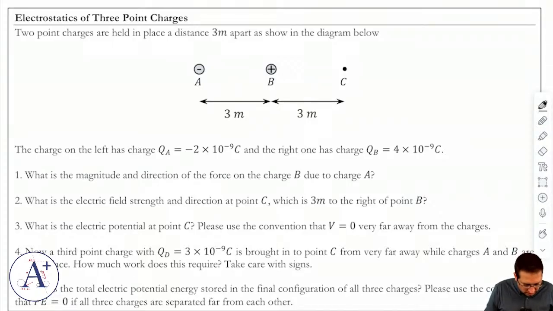Those are the point charges A and B. We know QA, we know QB. We want to find the magnitude and direction of the force on the charge B due to A, the electric field strength at point C. That's all stuff from the past 2 weeks. 3, the electric potential at point C. That's what we did today. And then we're going to add some stuff to the problem and go from there.